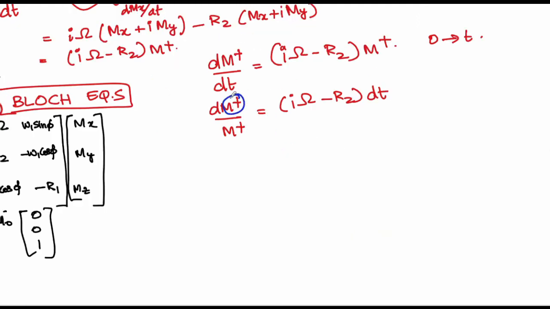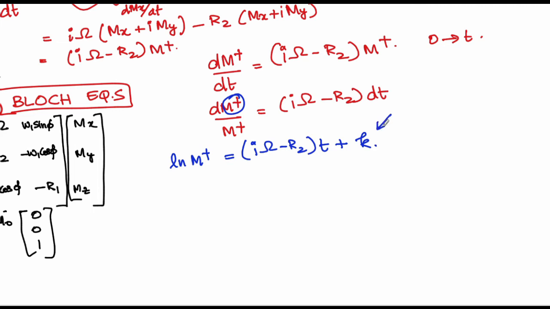Essentially what you're trying to see is how does the signal look along the transverse plane. So therefore this is going to be ln of m plus is equal to (i omega minus r2) times t plus a constant k.